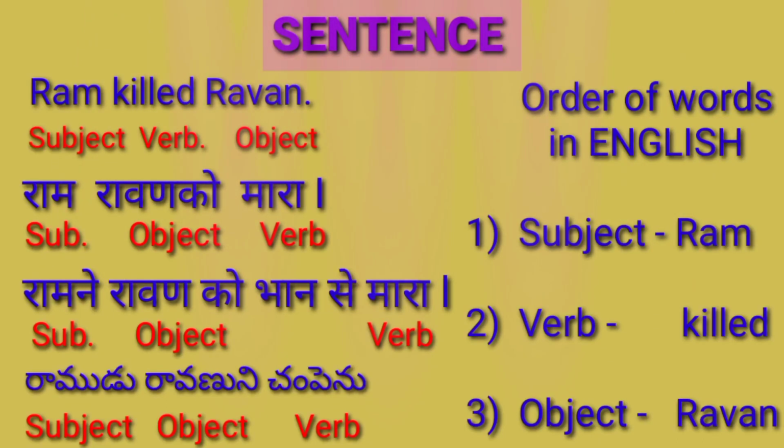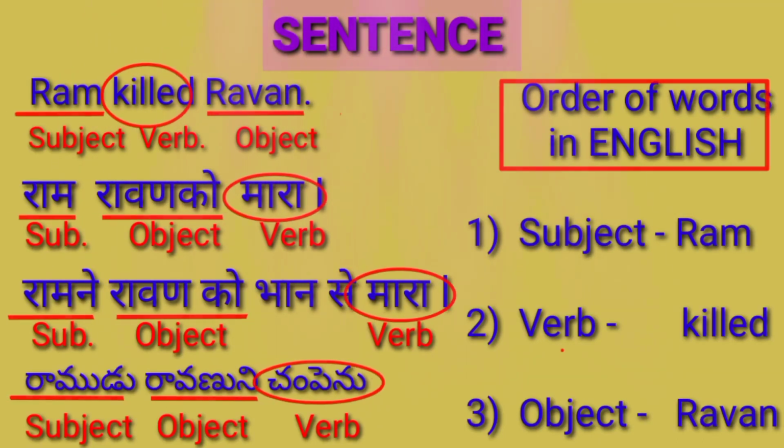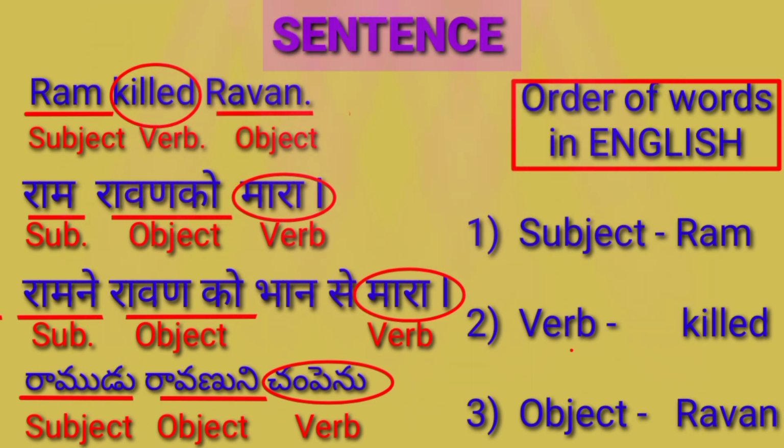Dear friends, in this video we will learn about the basic construction of a sentence in English. I have taken a small and simple sentence for explanation to make it easy to understand. That is, Ram killed Ravan.